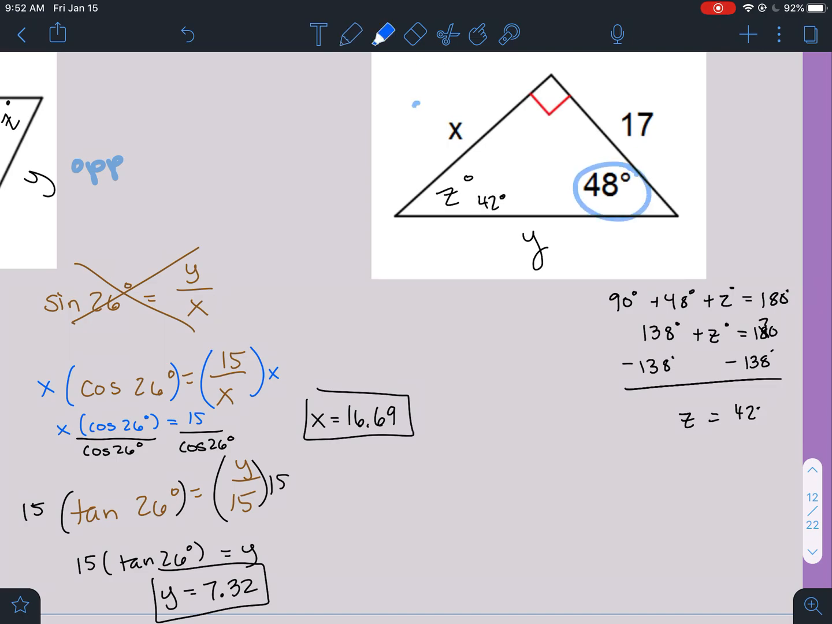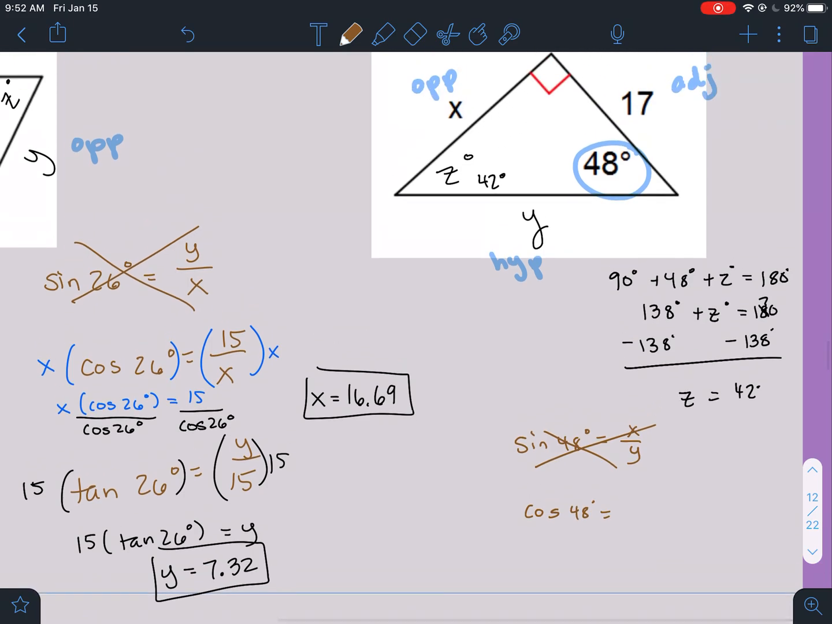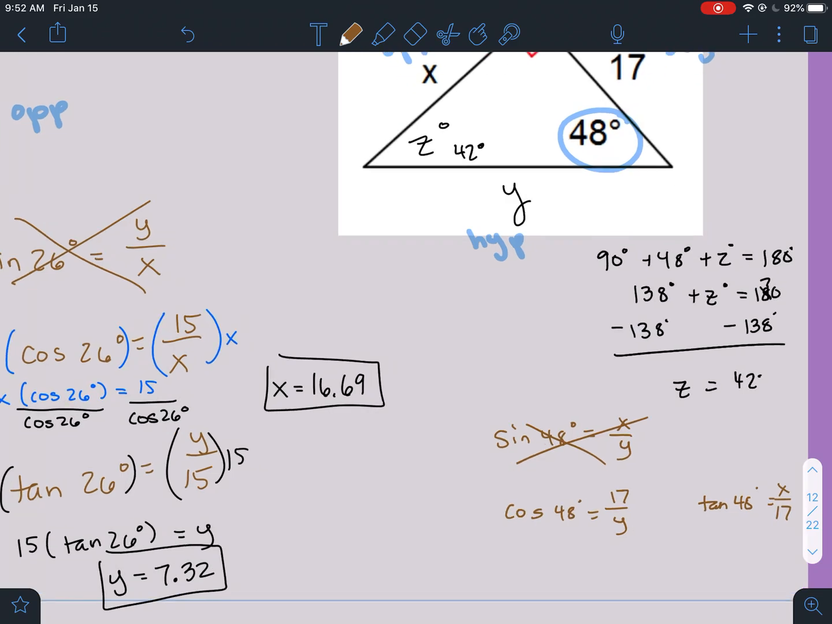Circle the angle, label the sides. So x is the opposite, y is the hypotenuse, 17 is the adjacent. So the sine of 48 degrees equals opposite over hypotenuse, so x over y. I can't use that because I have two variables. The cosine of 48 is going to equal the adjacent side over the hypotenuse, so 17 over y. And then the tangent of 48 is going to equal the opposite over the adjacent, so x over 17.